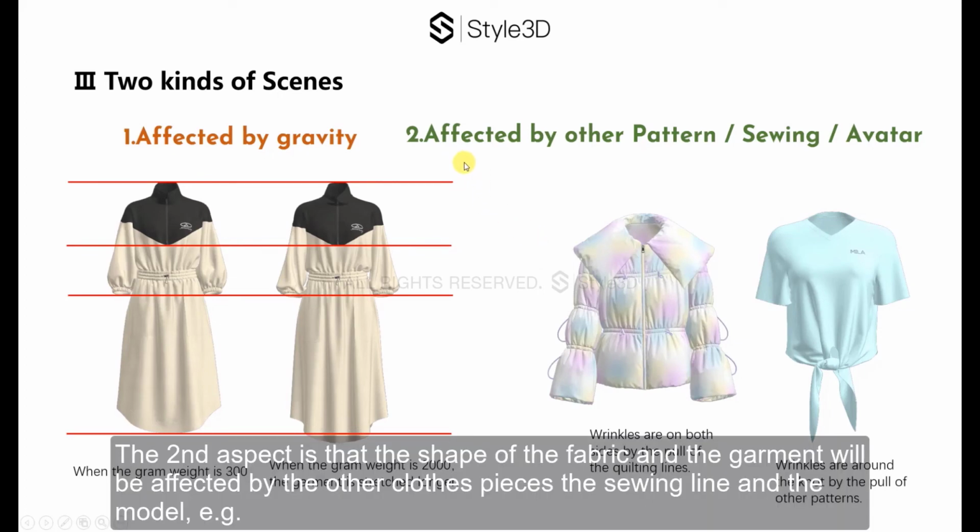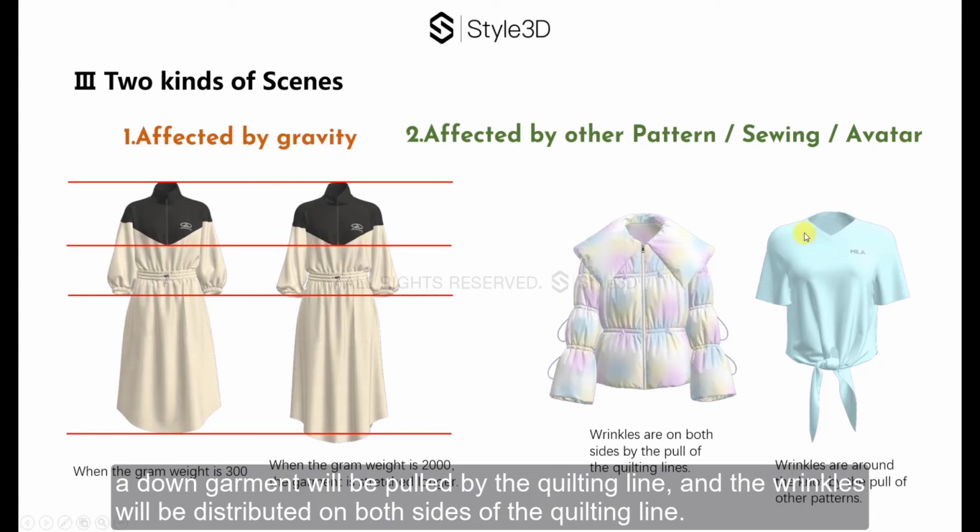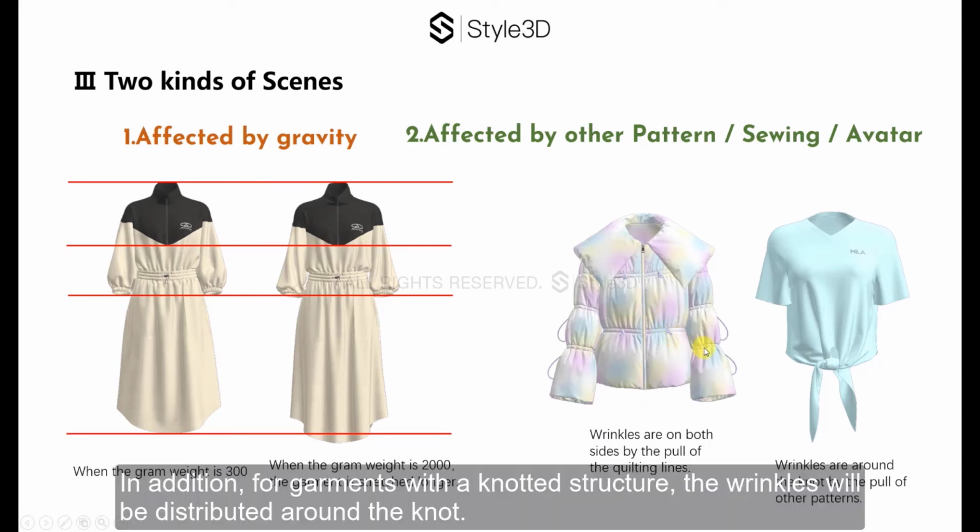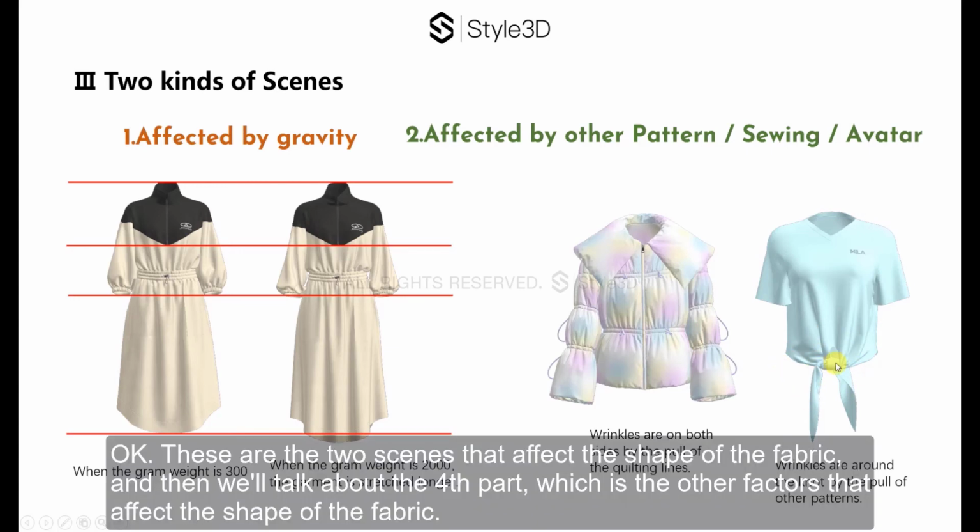The second aspect is that the shape of the fabric and the garment will be affected by the other clothes pieces, the sewing line and the model. For example, a down garment will be pulled by the quilting line and the wrinkles will be distributed on both sides of the quilting line. In addition, for garments with a knotted structure, the wrinkles will be distributed around the knot. Okay, these are the two scenes that affect the shape of the fabric.